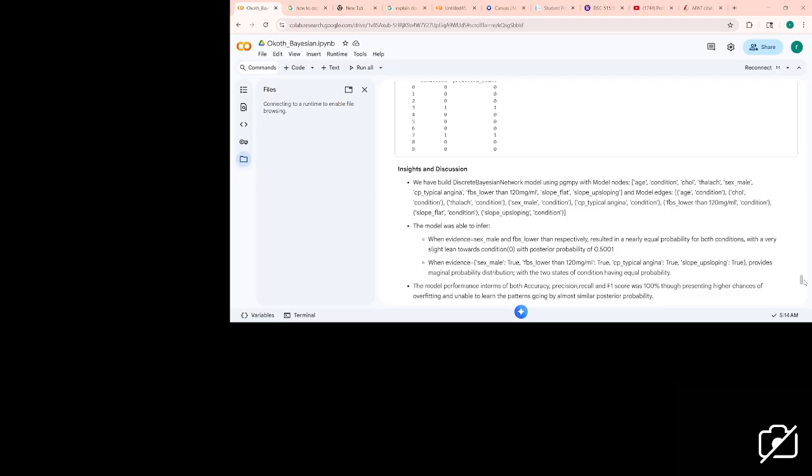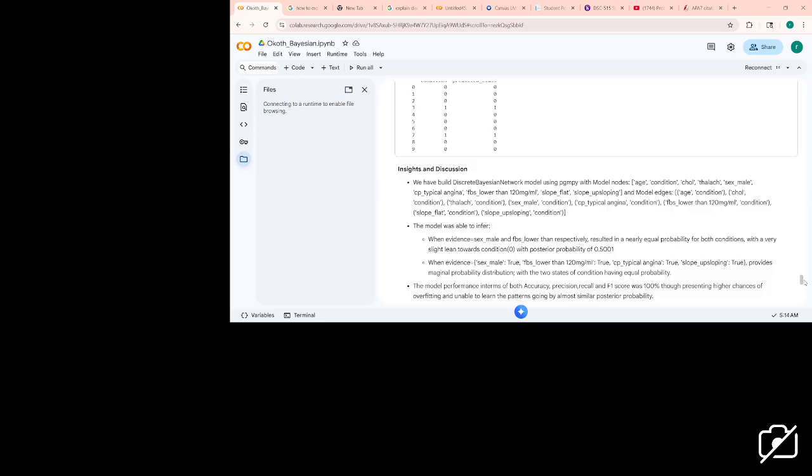built a discrete Bayesian network model using PGMPY with nodes age, condition, called large sex male, and also the ages. And majorly we assumed conditional independence between variables, which majorly is not the case. Mostly you will find the variables are interrelated.